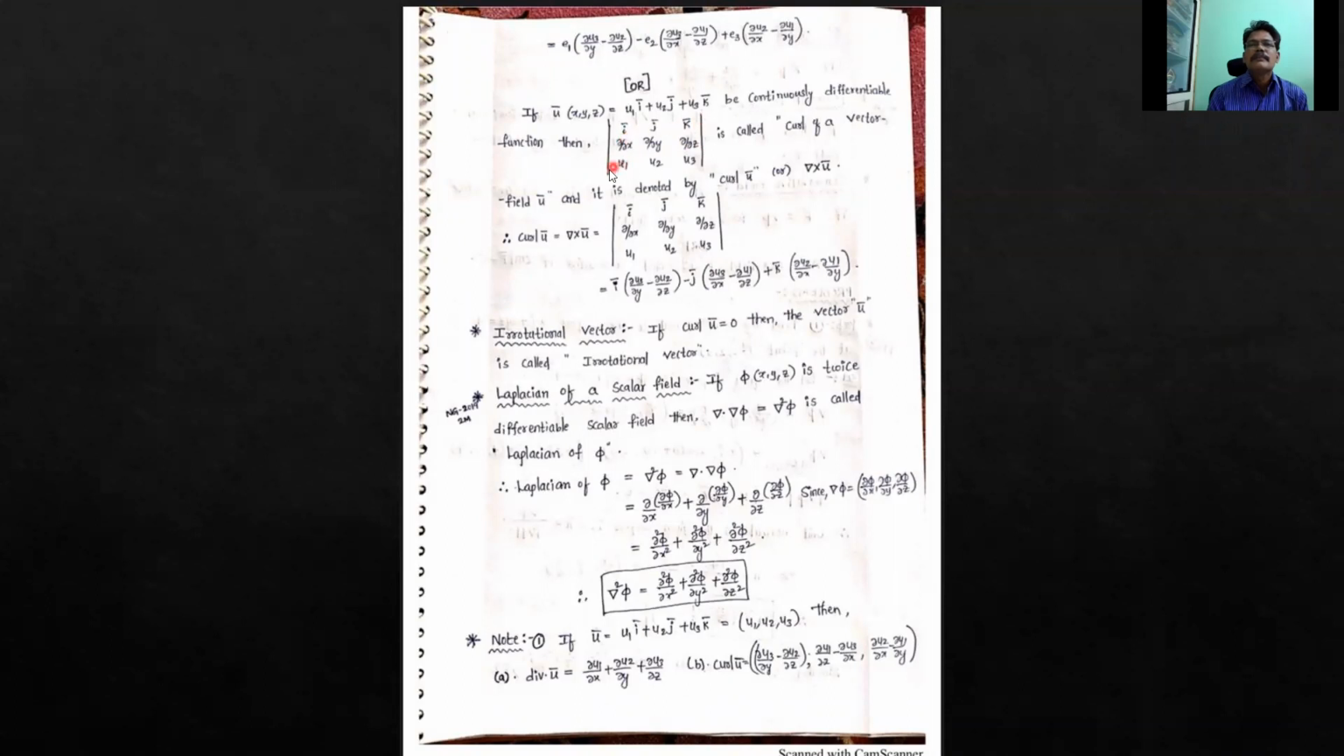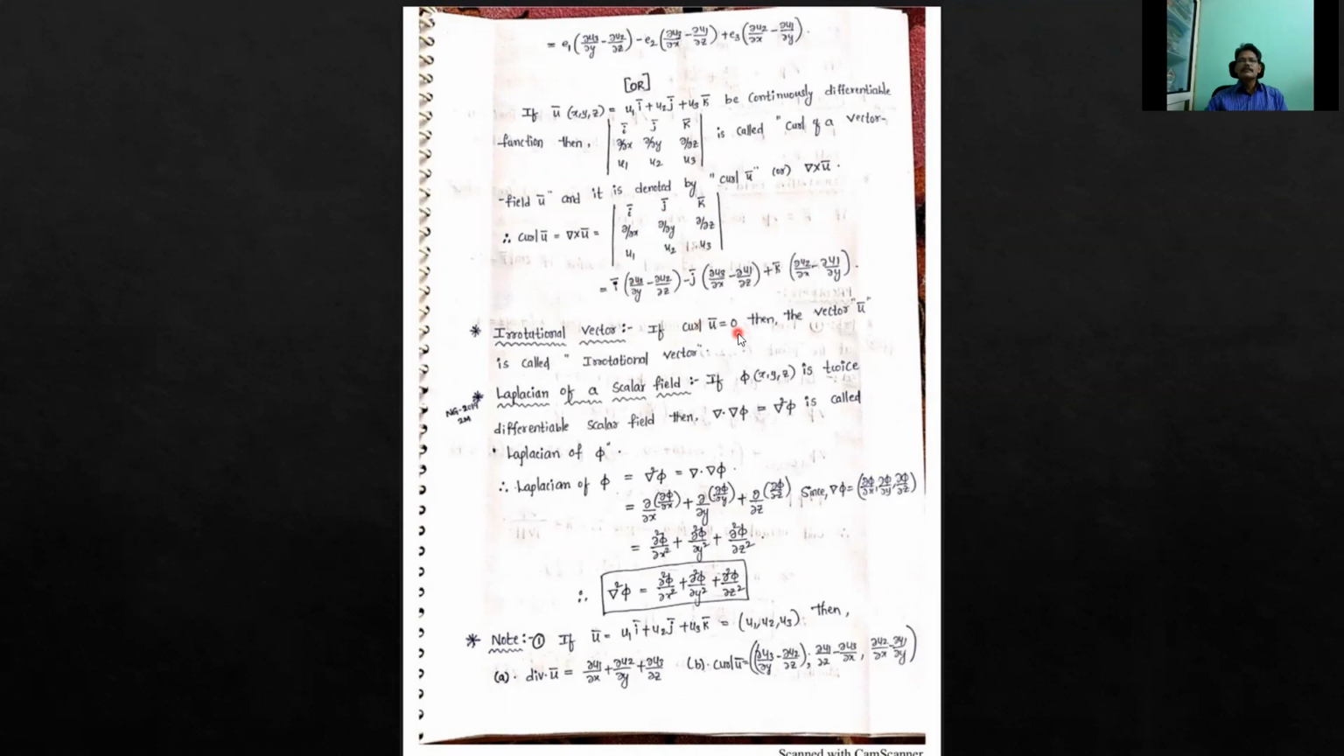the determinant of i bar, j bar, k bar; ∂/∂x, ∂/∂y, ∂/∂z; u1, u2, u3 is called curl u bar. So finally, we write curl u bar equals the determinant of i, j, k; ∂/∂x, ∂/∂y, ∂/∂z; u1, u2, u3. This is i bar times (∂u3/∂y minus ∂u2/∂z) minus j bar times (∂u3/∂x minus ∂u1/∂z) plus k bar times (∂u2/∂x minus ∂u1/∂y).